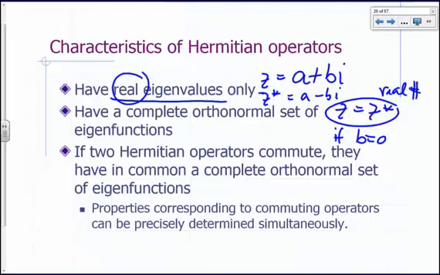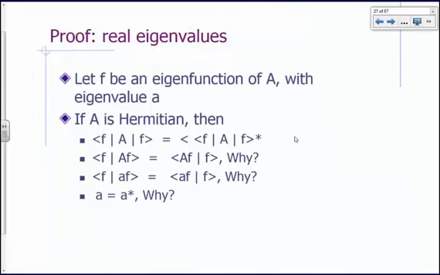All right. Now, we're also going to talk about Hermitian operators having a complete orthonormal set. We're going to go through that in the next few slides. And then sometime later, we're going to talk about the consequences of Hermitian operators commuting and not commuting. We're going to get to that later. So for now, let's just look at the fact that Hermitian operators have real eigenvalues. Here's the proof that Hermitian operators have real eigenvalues.